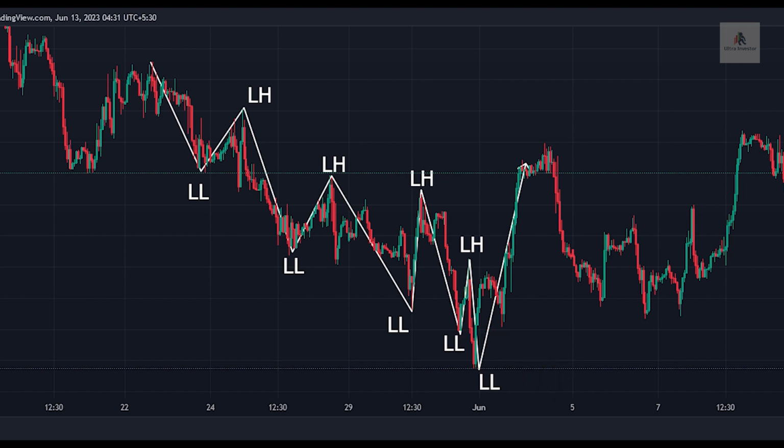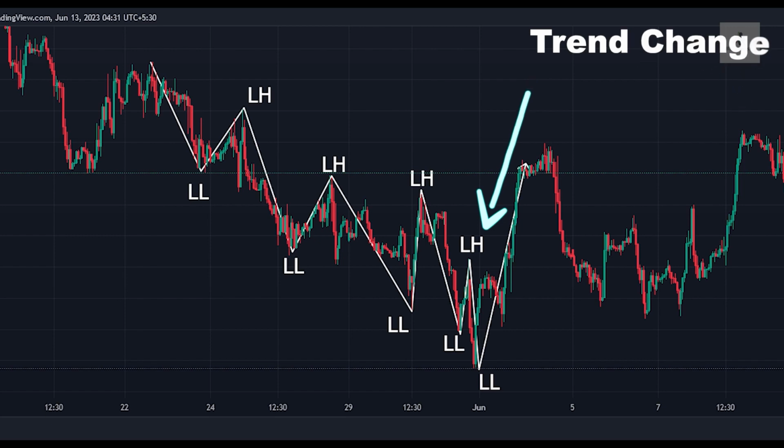After making some lower lows and lower highs, if the price breaks and closes above this high, then we can say we are no longer in a downtrend and soon there will be a possible uptrend.